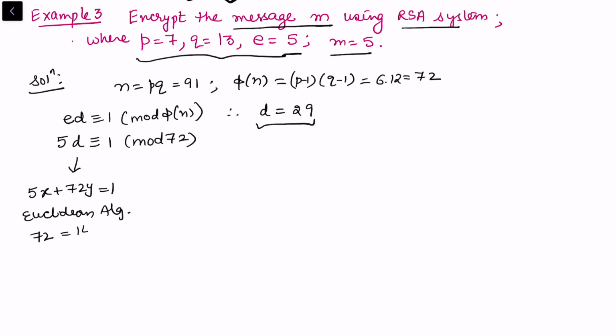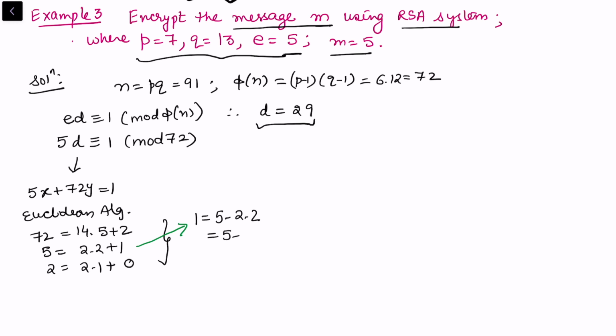So 72 is 14 into 5 plus 2. And then I take the next divisor 5 and the remainder, and I continue this process, which is standard for the Euclidean algorithm. Then from here I follow the reverse process. The last non-zero remainder, 1, is 5 minus 2 into 2. This is equal to 5 minus 2 into the previous remainder, that is this 2. Now I'm just replacing this 2 with 72 minus 14 into 5. So we get 29 into 5 and minus 2 into 72. So we see that 29 is multiplied by 5.